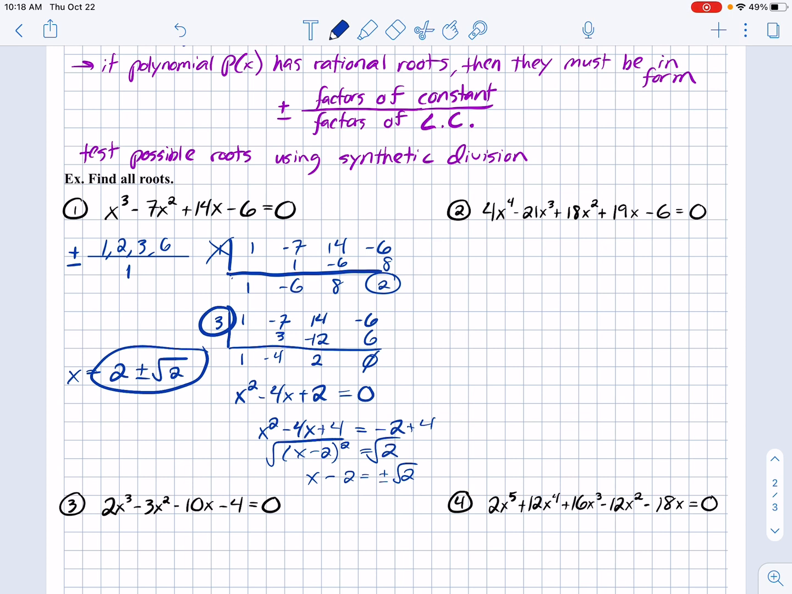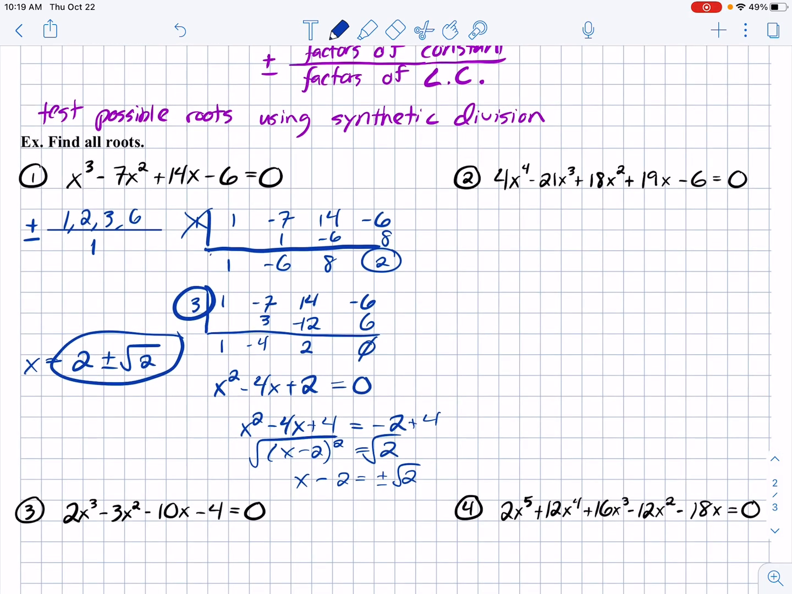Let's try one more together, and then you'll finish up with 3 and 4, and that'll be it. Okay. Again, number 2, it's not factorable. There's 5 terms. The only way this would be factorable is if there was a GCF, and it's not. There's no GCF there. So we're going to test all of our possible rational roots, which is a lot here. That's okay. 1, 2, 3, and 6, all the factors of the constant, over factors of the leading coefficient.